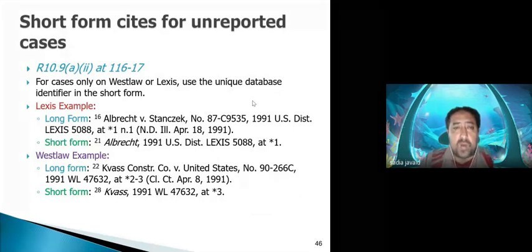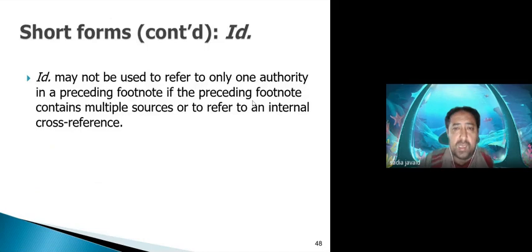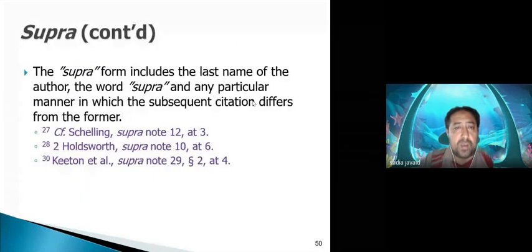Short form cites for unreported cases, the example I have mentioned, Lexis example, Westlaw example. So long form and short form both are there. You may choose any one according to requirement, but Bluebook mostly focuses on precise format and short-form things. Again, this one I'm skipping.